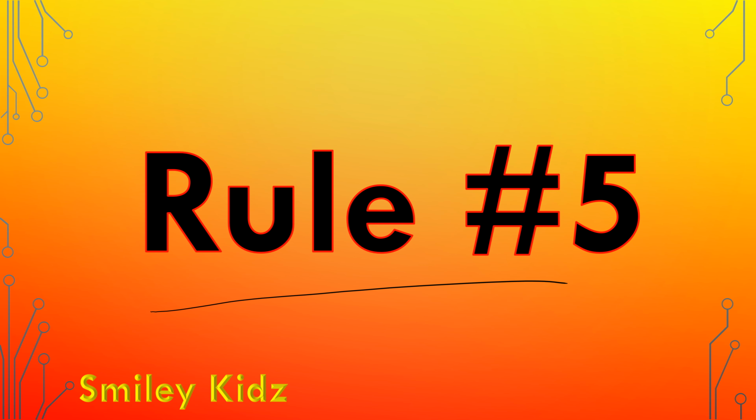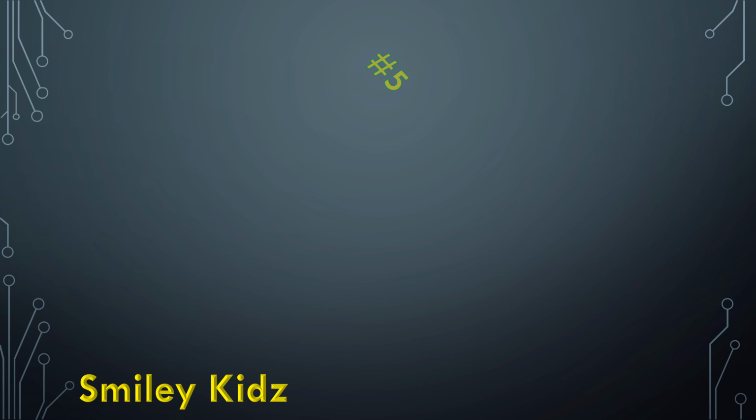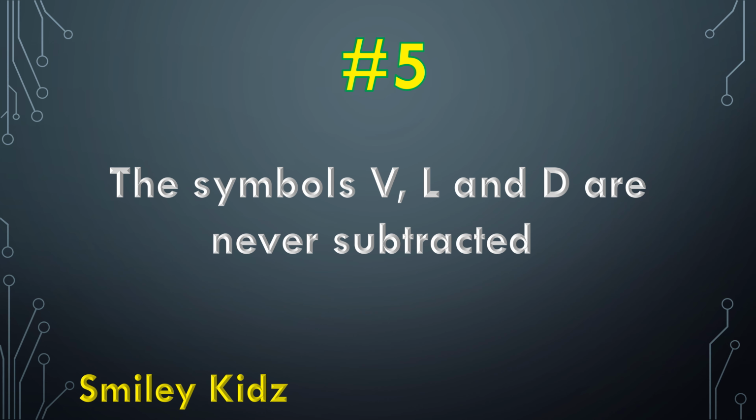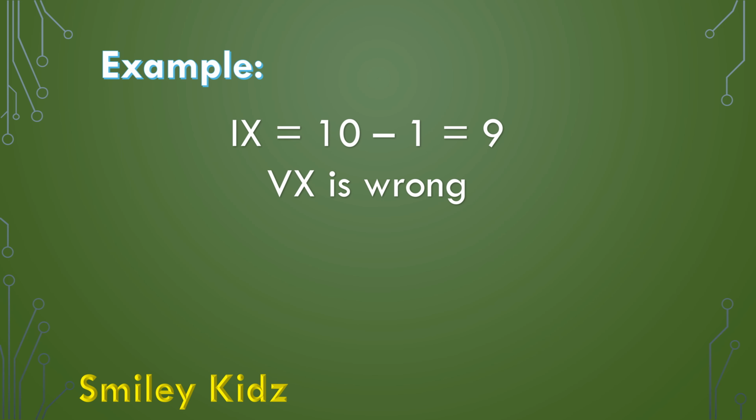Rule number 5. Rule number 5. The symbols V, L and D are never subtracted. Now let's see an example. In IX we can subtract 1 from 10, but we cannot subtract V from X. It is wrong. So this rule says the symbols V, L and D are never subtracted.